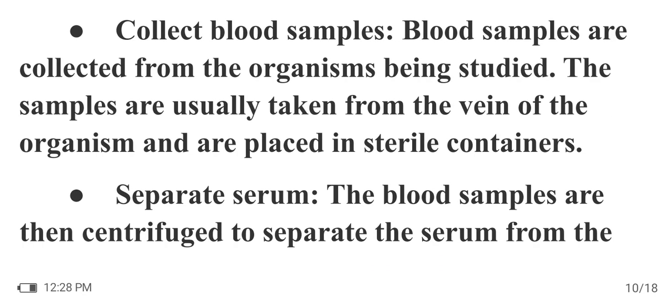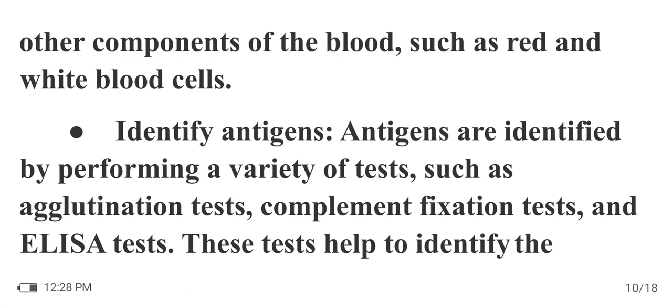Blood samples are collected from the organisms being studied. The samples are usually taken from the vein of the organism and are placed in sterile containers to separate the serum. The blood samples are then centrifuged to separate the serum from the other components of the blood, such as red and white blood cells. Then identify antigens.